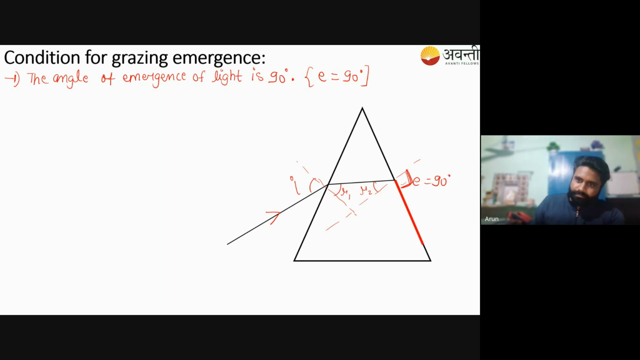Got it? ठीक है. For this E to be 90 degree, there is one more condition. And what is that? If anyone has any idea, just write it in the chat box. I will be checking on it. Okay. And this concept that I am going to talk to you about is from your previous lecture. So tell me, what will be the value of R2 if E is equal to 90 degree? Write this in the chat box if anyone has any idea.